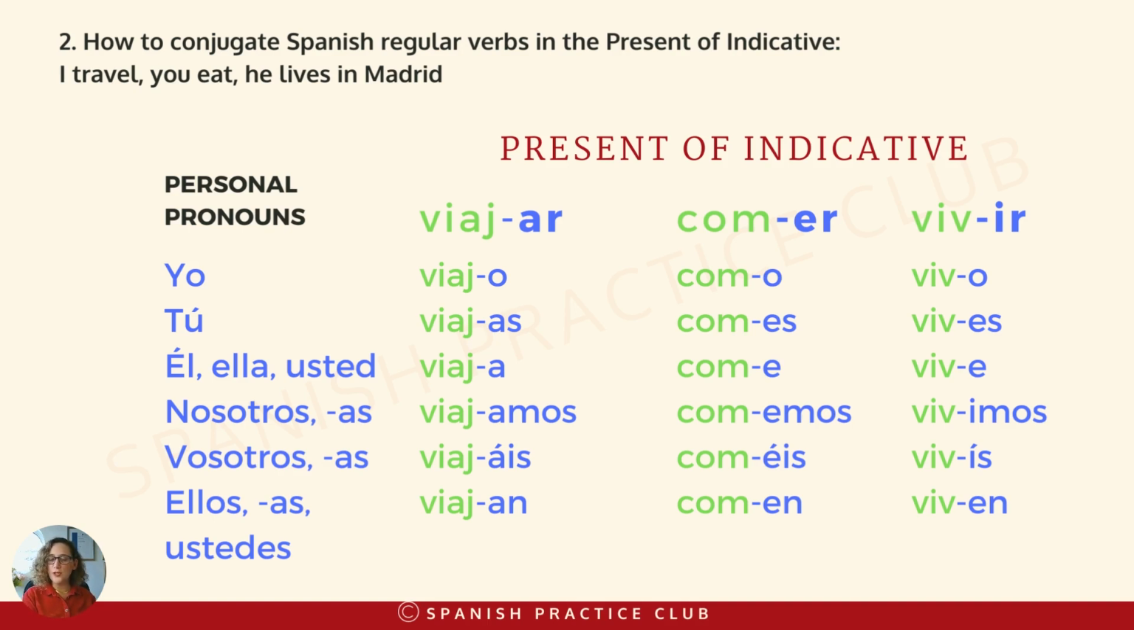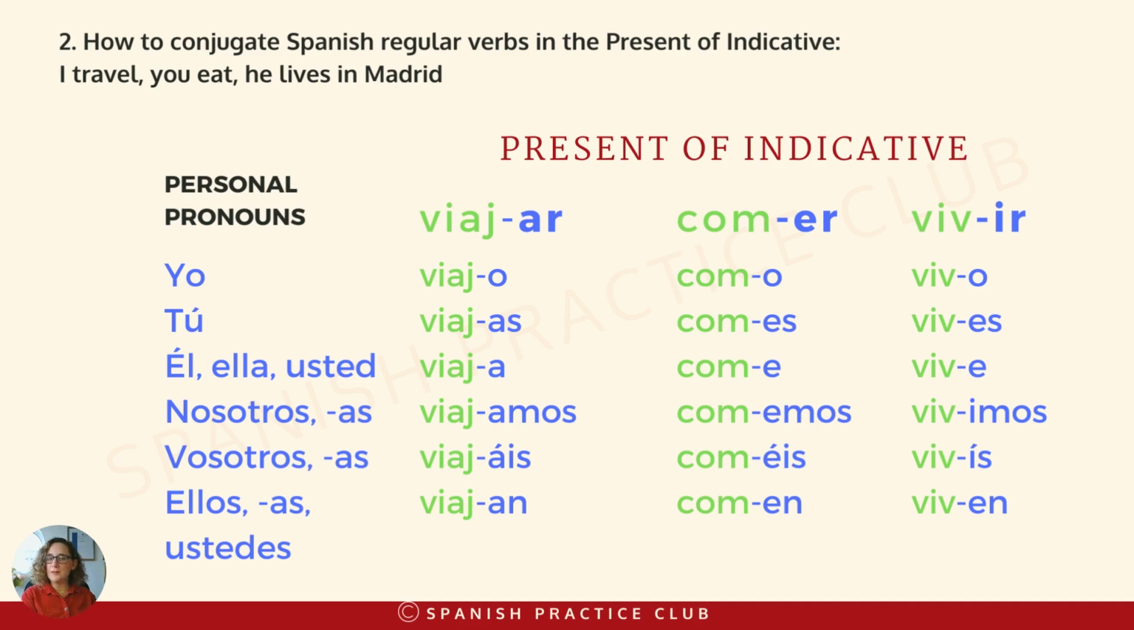We have also learned in previous lessons what the personal pronouns are in Spanish. Here on the left-hand side of your screen, you've got yo, tú, él, ella, usted for the singular, and then the plurals, we've got nosotros, nosotras, vosotros, vosotras, ellos, ellas, ustedes. So let's go ahead and conjugate the regular verbs in the Spanish present of indicative.